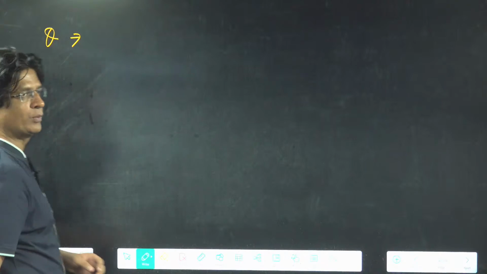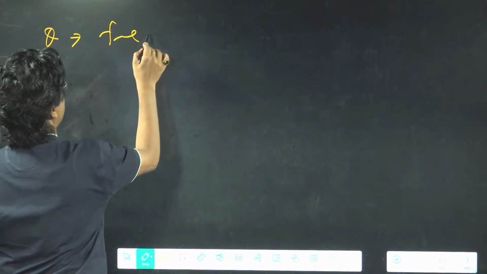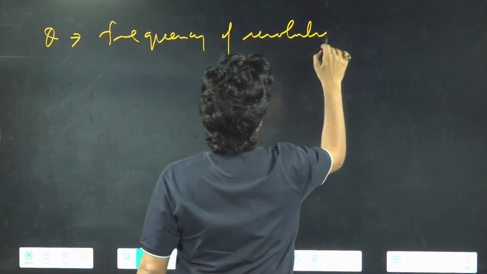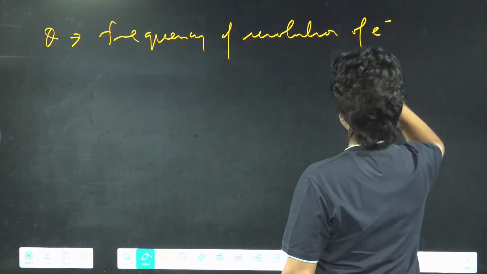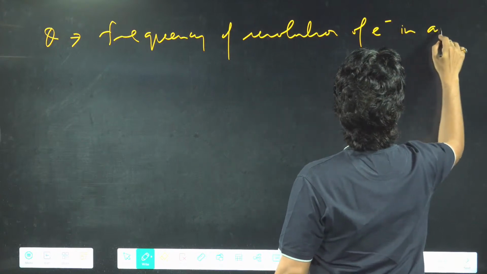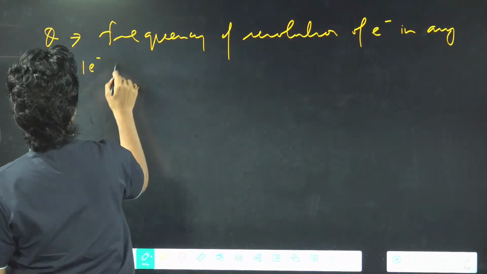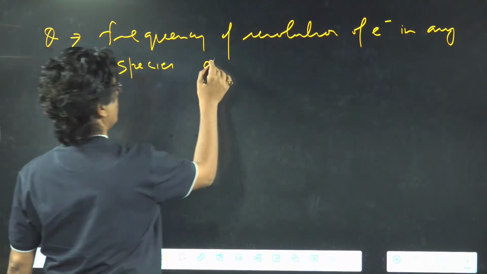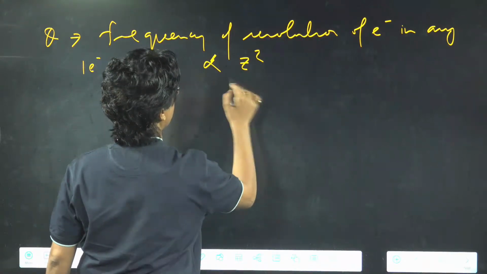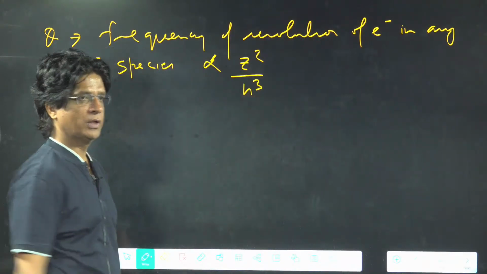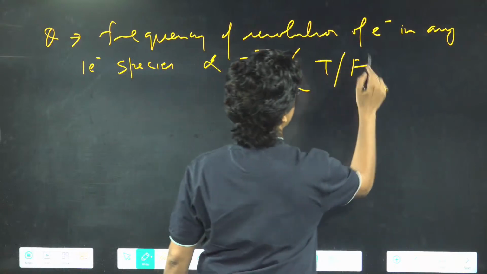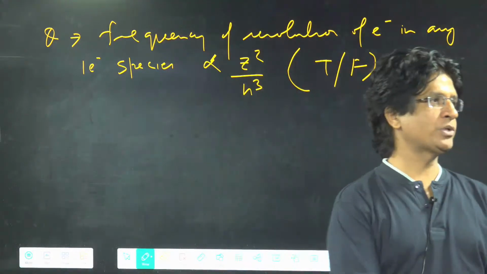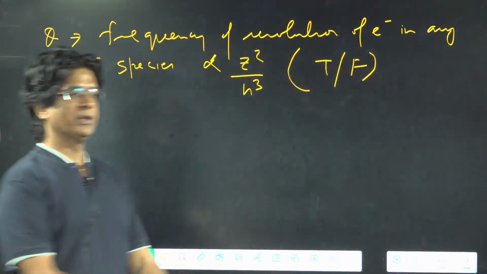Now, one more very, very important question. The frequency of revolution of electron in any one electron species is proportional to Z square upon n cube. True or false? That's the question.